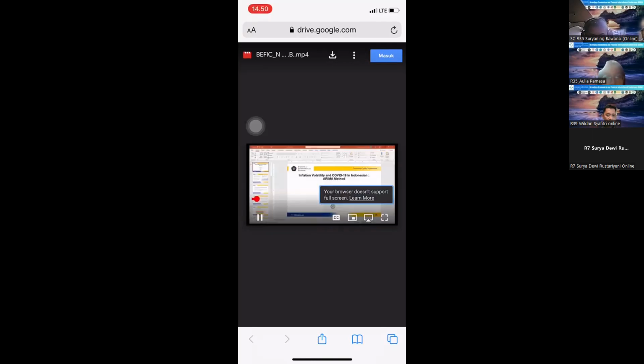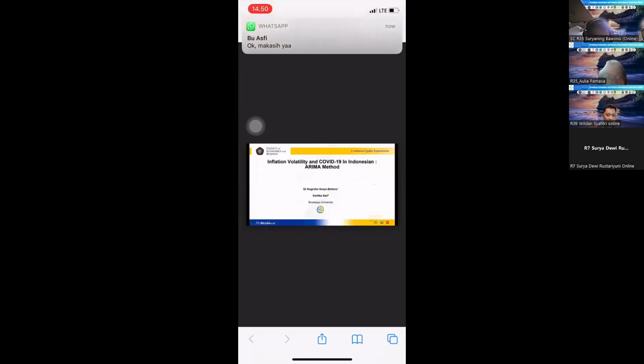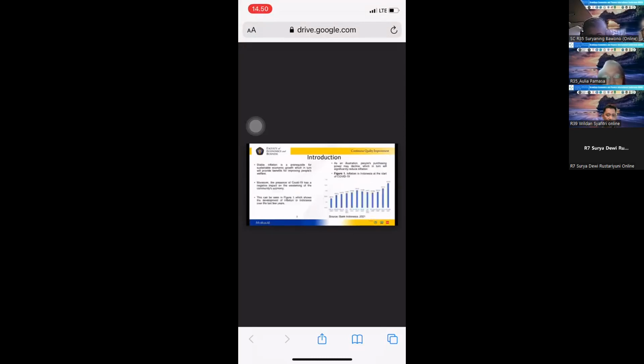Okay, this is my paper for this event. It's talking about inflation volatility and COVID-19 in Indonesia, which is approached with the ARIMA method. For the introduction, as we know, stable inflation is a prerequisite for sustainable economic growth, which in turn will provide benefits for improving people's welfare. Moreover, the presence of COVID-19 has had a negative impact on the weakening of the community economy.